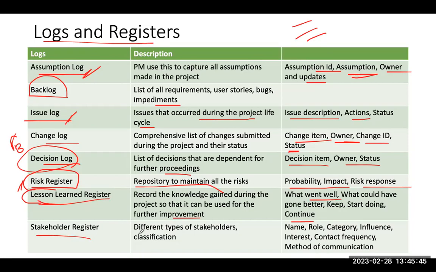Stakeholder register, as the name suggests, maintains a list of stakeholders who are involved in the project. What is their name, their role, what is their involvement, what is their influence type, what is their method of communication that is required, all captured in the stakeholder register. Name, role, category, influence, interest, contact frequency, and the method of communication. So all these are captured in the stakeholder register.